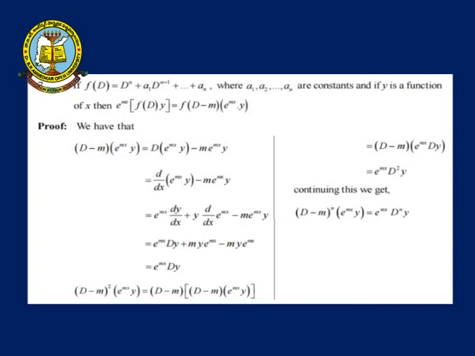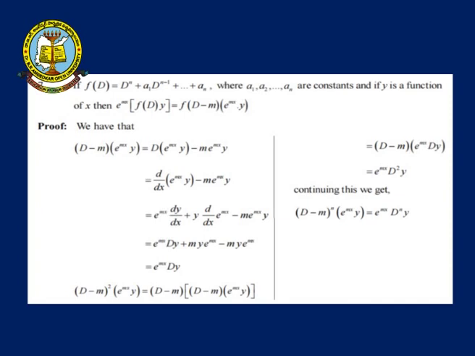It is f of D equal to D to the power of n plus a1 into D to the power of n minus 1 plus so on, an, where a1, a2, so on, an are constants. Then here we want to prove that e to the power of mx into f of D into y equal to f of D minus m into e to the power of mx into y.